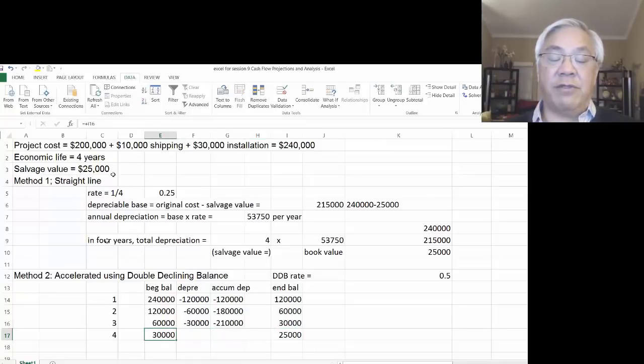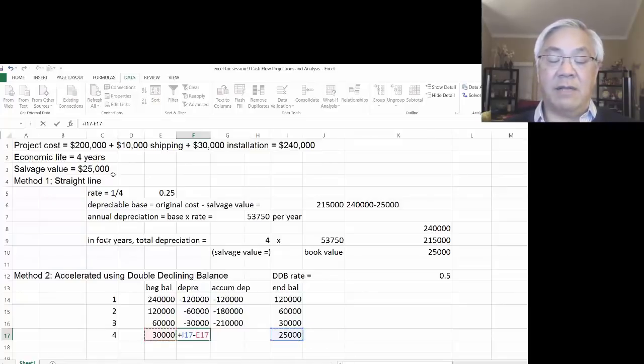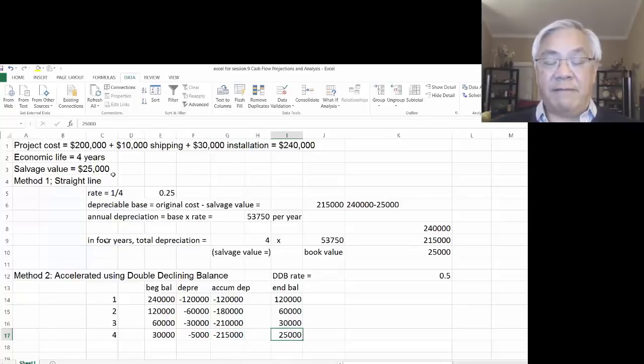So if we start the year with 30 and we need to end the year with 25, how much is depreciation? Well, it equals 30 minus 25,000. So the answer is 5,000. We need to subtract another 5,000 from the 30 and we'll be good to go. So the accumulated depreciation is that and that. So we've now taken 215 and we're at 25,000.